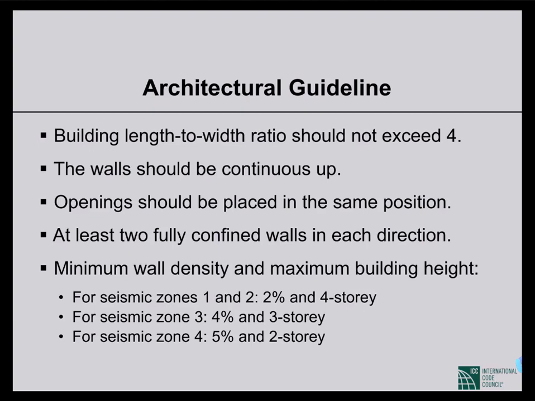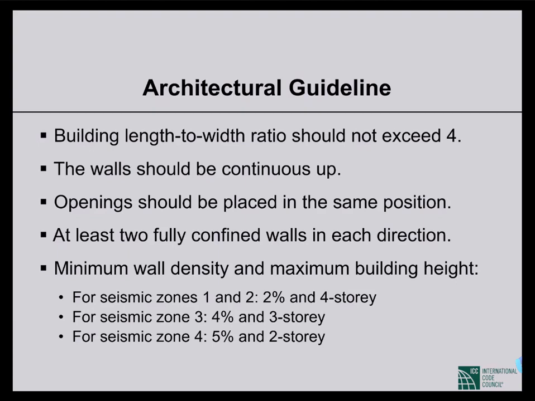Minimum wall density and maximum building height. Now, what is wall density? Wall density is the area of wall divided by the plan area of the building. That is wall density. So for each direction we calculate wall density. So this is in the plan. If we see the plan, we see the area of walls, and that area divided by the total plan area is the wall density.